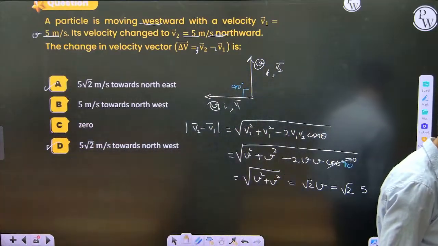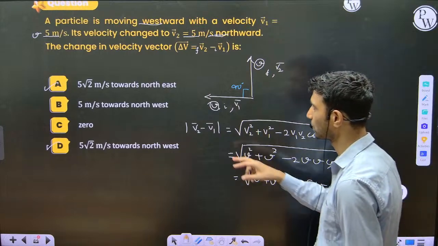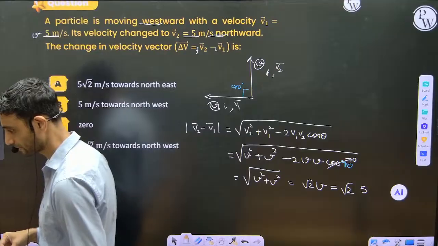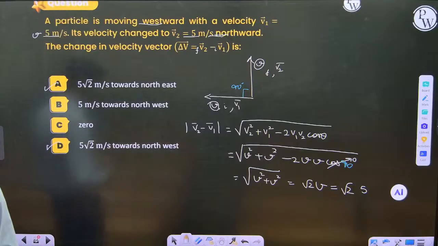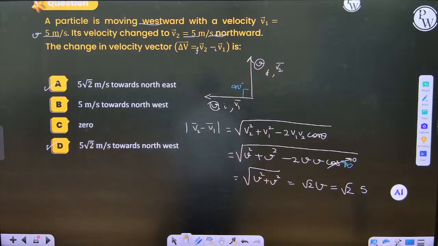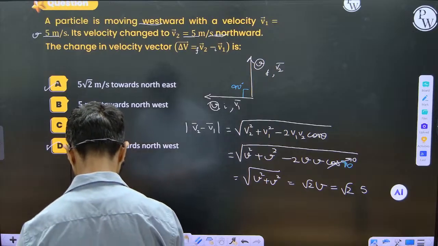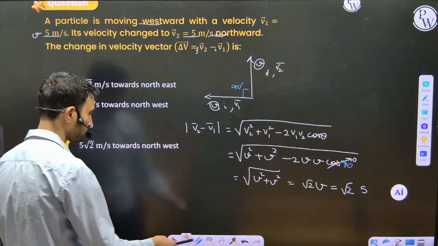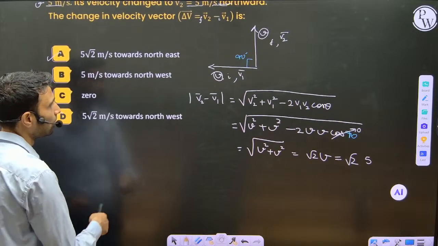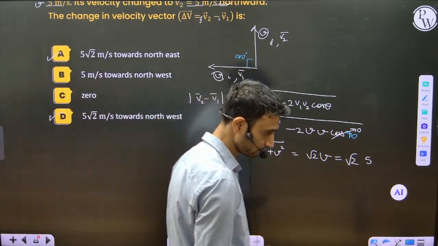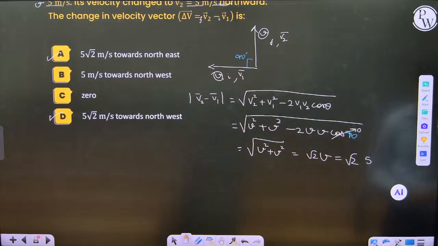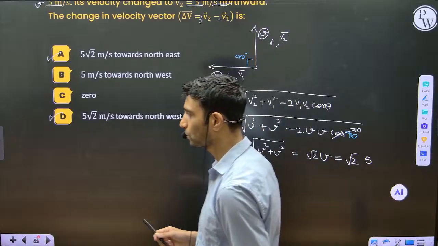Now how will you find out the direction? Because they are also asking direction, towards northeast or northwest. That also we have to find out. So how will you find out the direction? Think about it. What to do to find out direction?